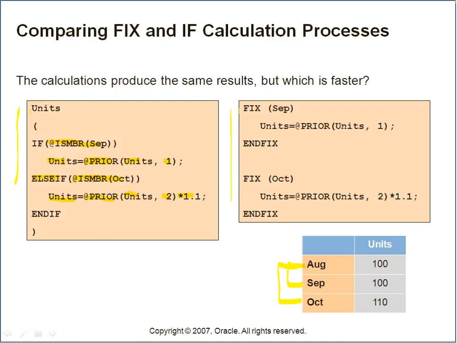Same way, the same calculation I can achieve through the fix statement. So I say fix September. Units is equal to @prior units of 1 month prior. So it will fix this September. Then I say fix October and again calculate the October units. The formula to calculate the units is the same. Only in the first block I am trying with the if condition, and in the second I am trying with the fix statement.